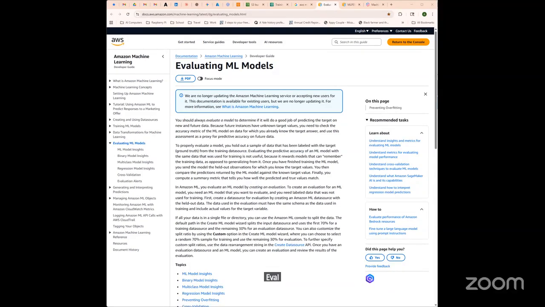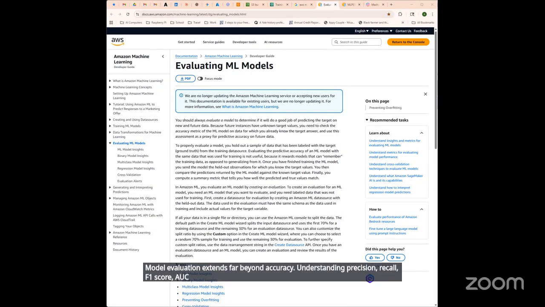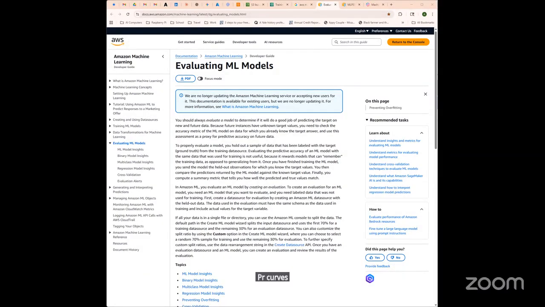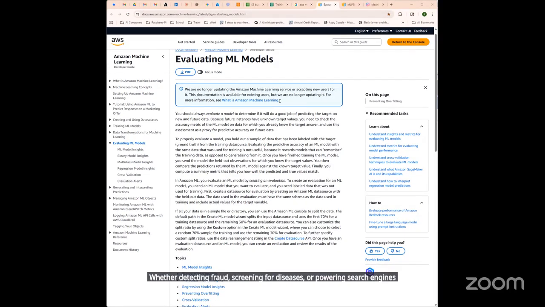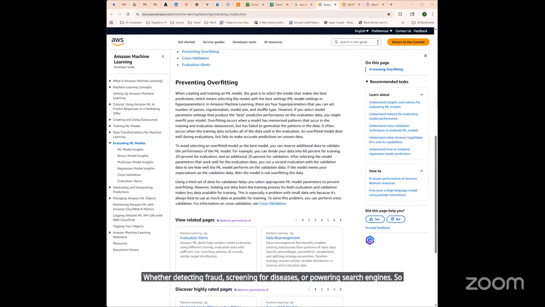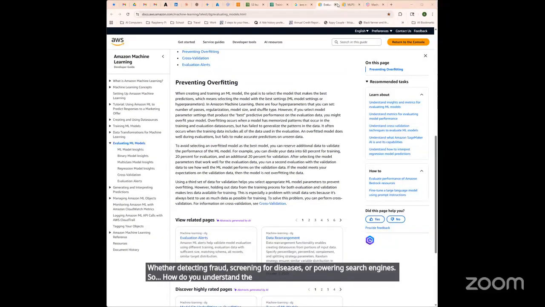So, evaluation metrics for classification and regression. Model evaluation extends far beyond accuracy. Understanding precision, recall, F1 score, AUC, ROC curves, PR curves, and RMSE is essential for selecting metrics that align with specific business needs, whether detecting fraud, screening for diseases, or powering search engines. So, how do you understand the metrics? Let's go through these.